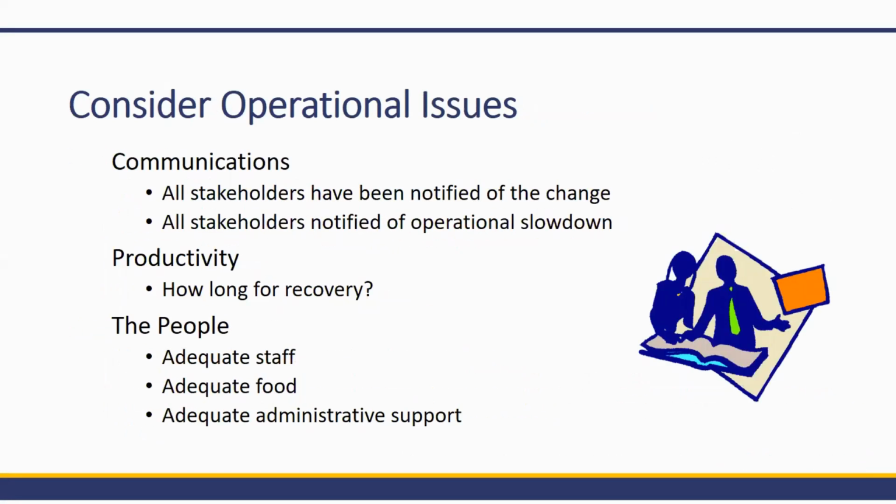But don't forget what I consider operational issues when you review your post-go live. Were all the people communicated to in a timely manner? Did you get a whole bunch of, well, you know, I didn't know about this, but this was happening, or why is this happening? Another thing is all stakeholders should be notified that there's going to be an operational slowdown.